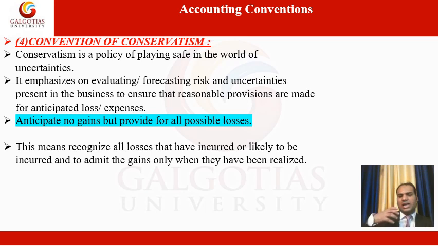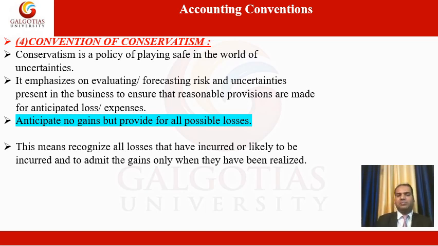Students, the fourth accounting convention is the convention of conservatism. What does that mean, guys? Let me help you understand in layman's language the actual meaning of the convention of conservatism. Guys, conservatism is a policy of playing safe in the world of uncertainties, right? It emphasizes evaluating and forecasting risk and uncertainties present in the business to ensure that reasonable provisions are made for anticipated losses and expenses.